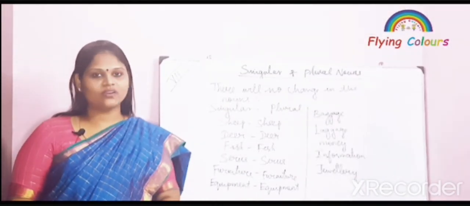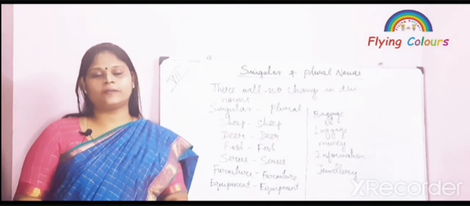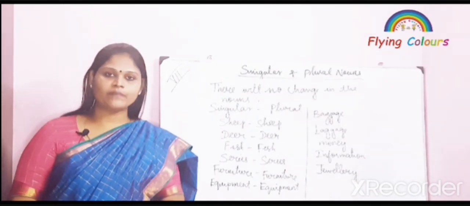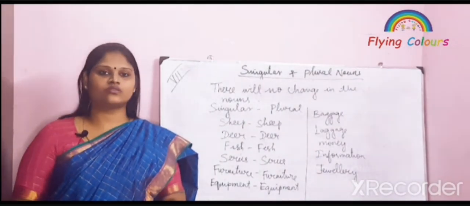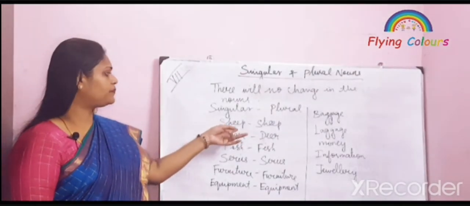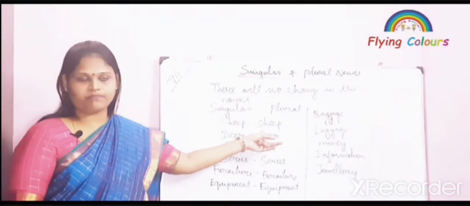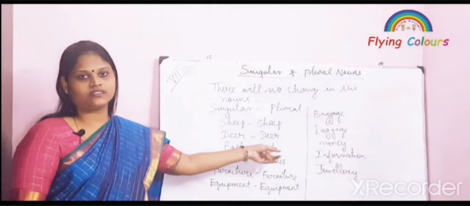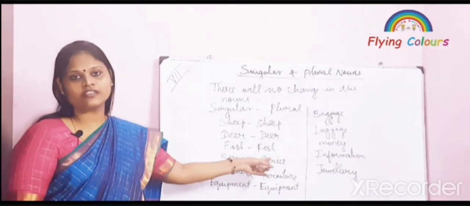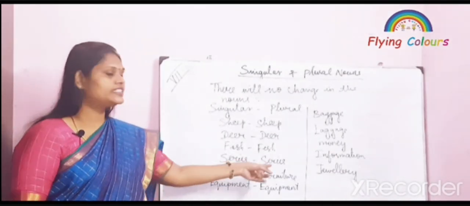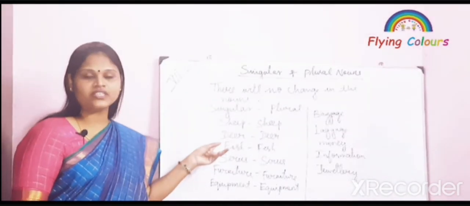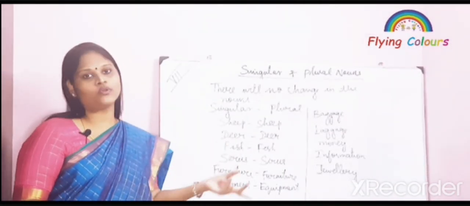The seventh concept of singular plural nouns. Some singular nouns cannot be changed into plural nouns. The same singular will come for the same plural also. There will not be any change in that. For example, sheep, the same sheep. You should say only sheep. Deer is deer. So singular noun is also deer, plural noun is also deer. Fish is fish. Series, series. Furniture, furniture. So coming to the example fish, singular noun is fish and plural noun is also fish.